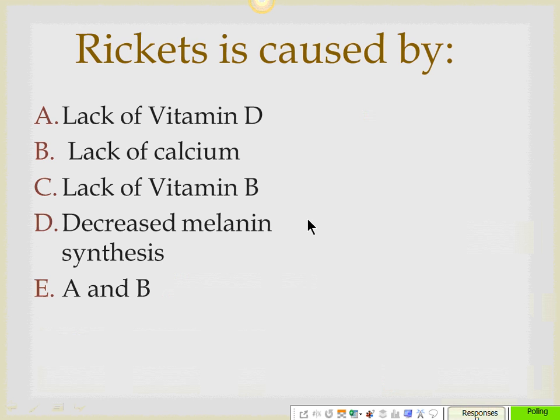Now here, we did the integumentary system. If you remember, I talked in the integumentary system about a condition called rickets. So what is rickets caused by?